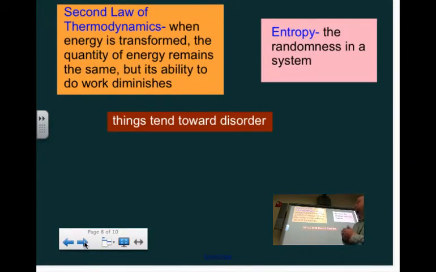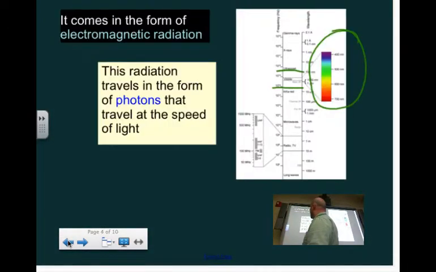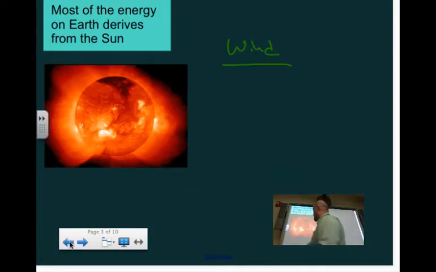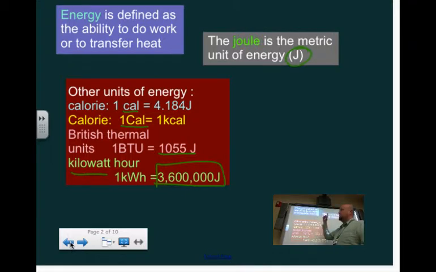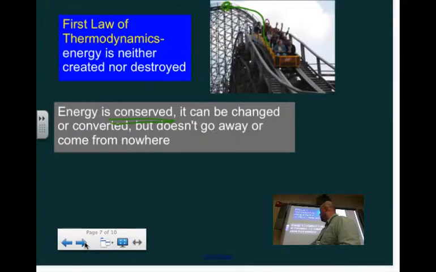The second law of thermodynamics goes right along with this. When energy is transformed, the amount of energy stays the same, but the ability to do work diminishes. Why is that? If we go back to our very initial definition of energy, it's the ability to do work or the ability to transfer heat. And so with the transferring of heat, that energy becomes much less usable. It's not usable in any real good form for us.